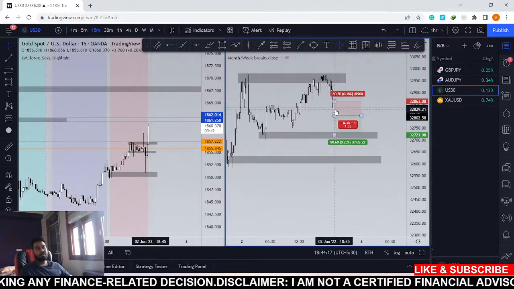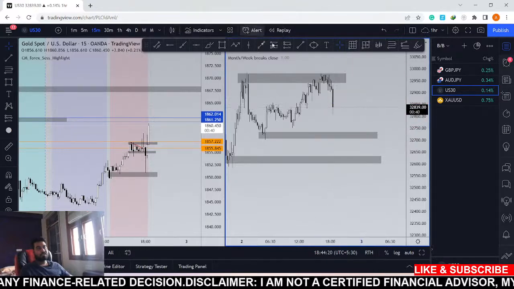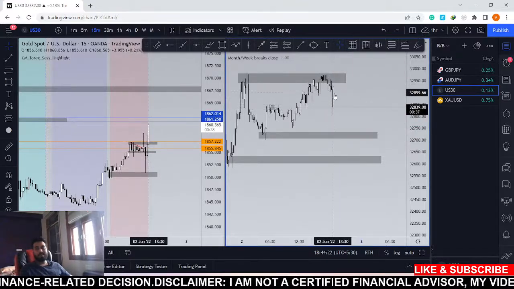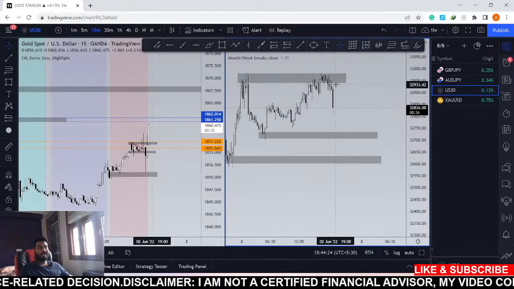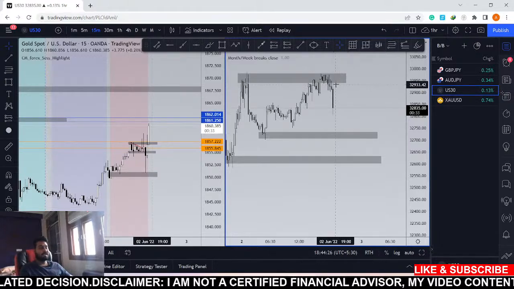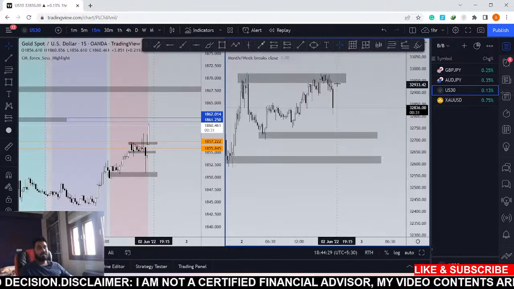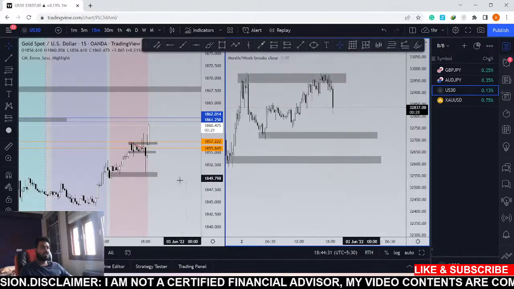That is why I prefer to mark my stop loss above the body of the 15-minute candle, or if it looks to me like the body is not enough, then I will include the wick also to place my stop loss.